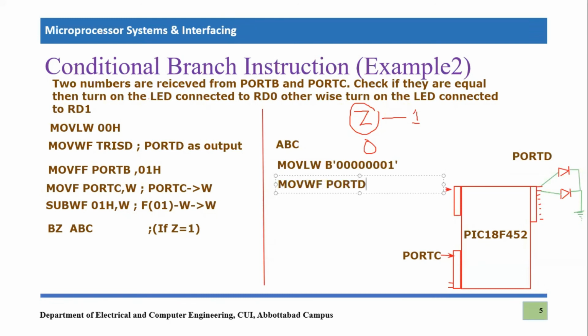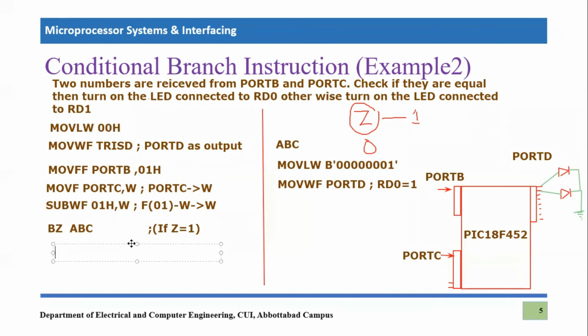So in that case, RD0 will become equal to 1, which means this LED will glow, right? Let me shift that port over here. But what if that condition is not true? What will be happening? This means this condition will not be true. So what will we write over here?